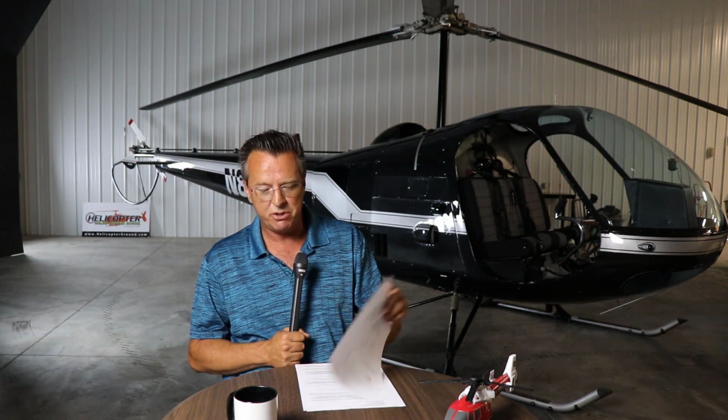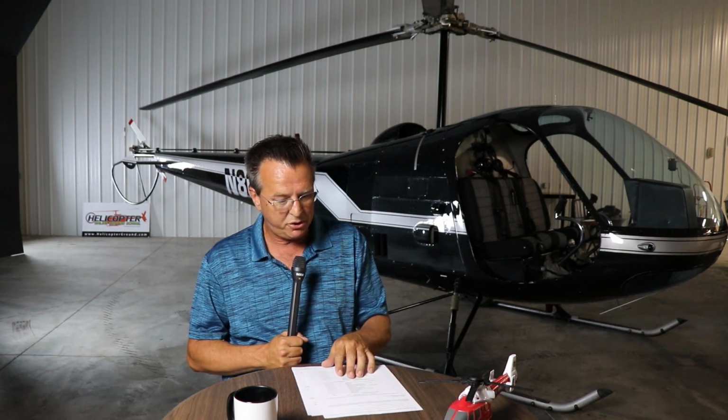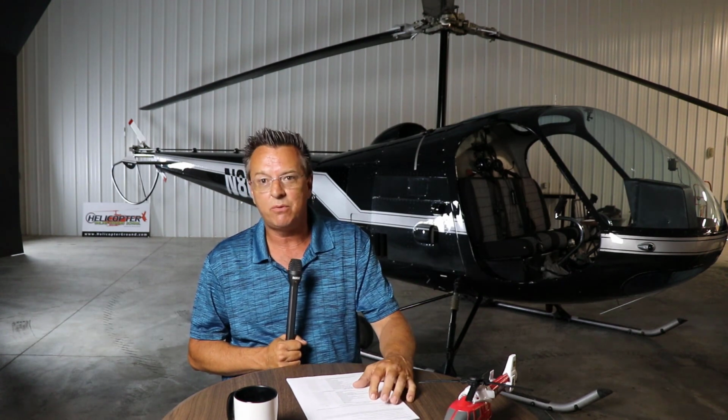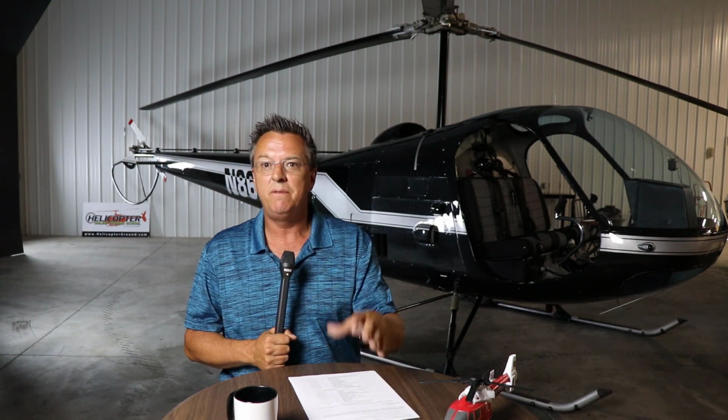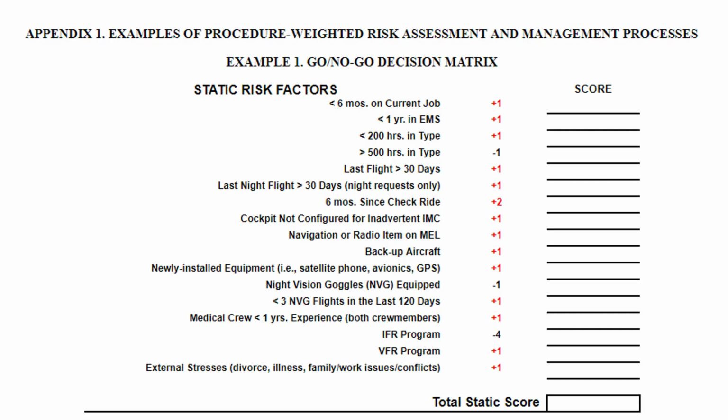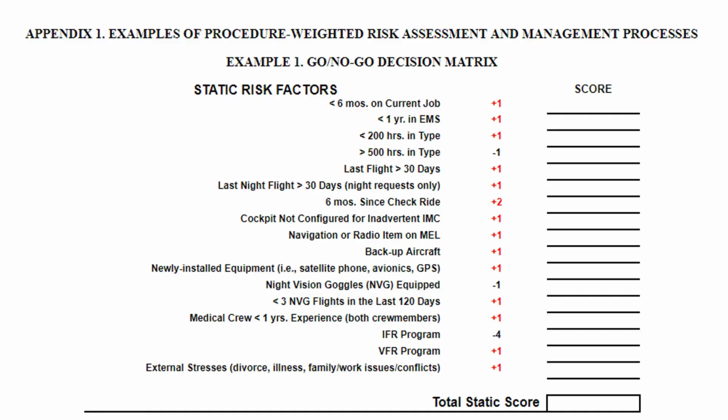And I'm going to flip the page because it goes further into examples. A static risk factor. And I want to read a few of these to you just so you get the idea. Less than 6 months on current job is a +1. Less than 1 year in EMS is a +1. Less than 200 hours in type is a +1. Greater than 500 hours in type is a -1, right? So they're giving you credit for your experience. Last flight, greater than 30 days, +1.